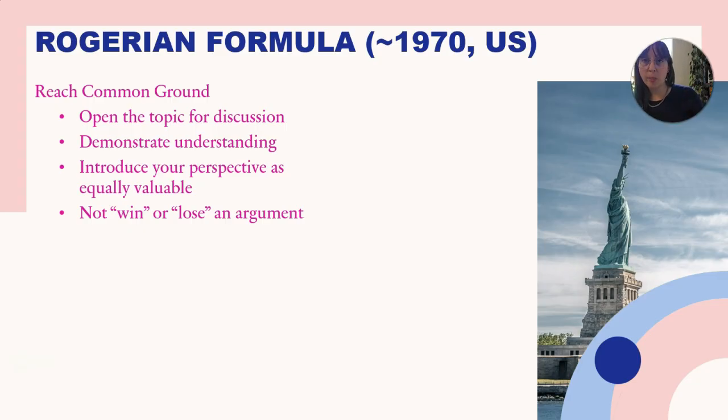So opening the topic up for discussion, demonstrating that you understand what the other party is saying, introducing your perspective as at least equally valuable to their perspective, and not focused on winning or losing an argument, but just discussing with equal mutual respect. So you can see how that has the flavor of a psychologist, whereas the other one has a flavor of a mathematician.